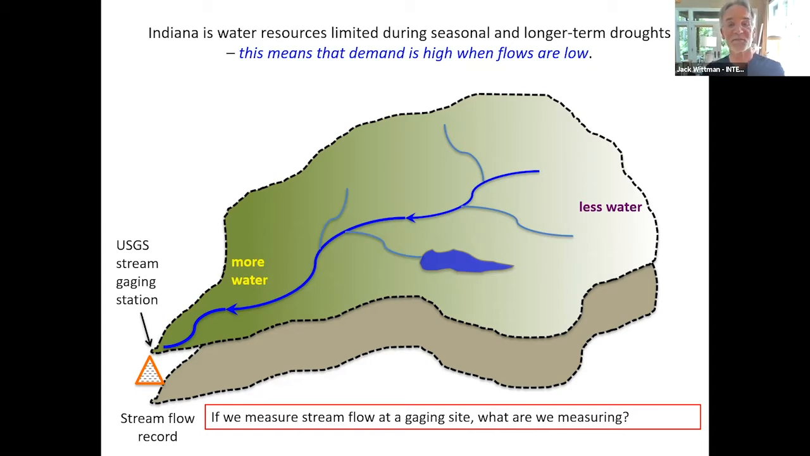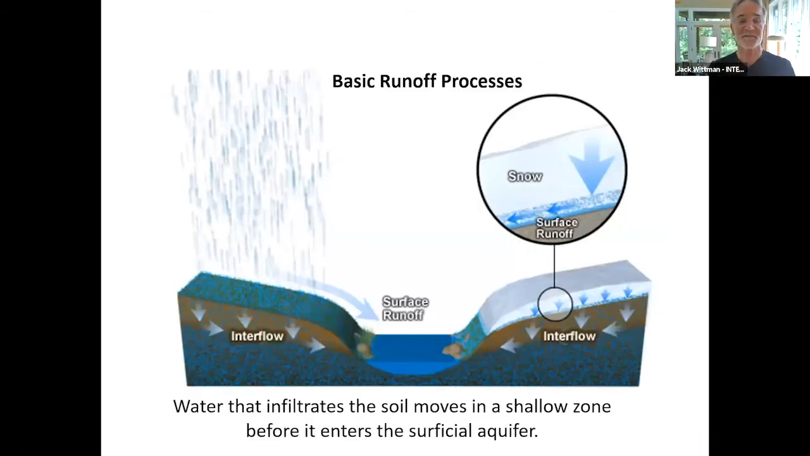So we have USGS stream gauges. We can look at the stream flows in different basins and see differences between basins that are really illustrative of how they react. So if we measure stream flow at the end of this cartoon watershed, what are we measuring? So this illustration is a cartoon of what stream flow is made up of. And what it shows is that stream flow is made up of the surface water runoff. That's just exactly what it sounds like. Runoff over the land surface.